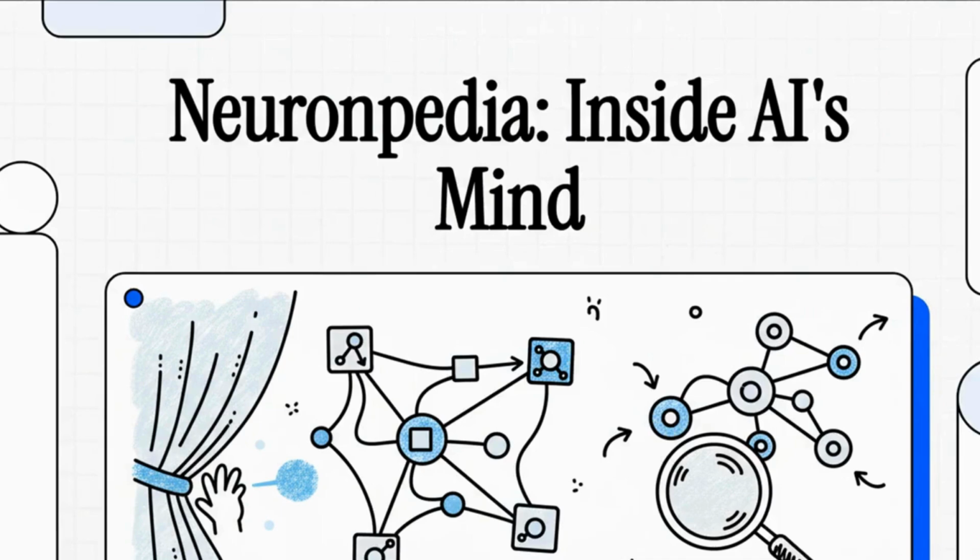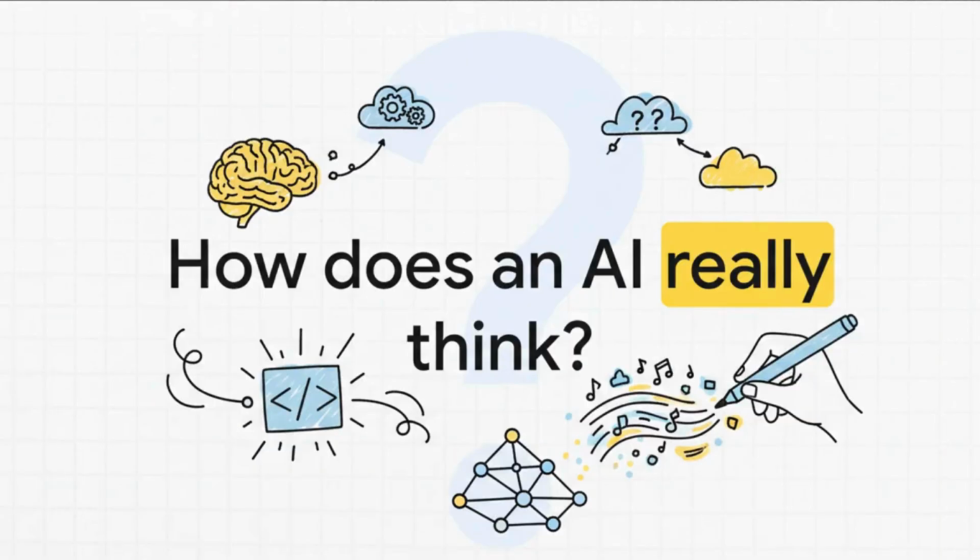All right, we are about to pull back the curtain on something pretty wild, the mind of an AI. There's this new tool called Neuronpedia, and it promises to let us actually look inside the machine. And you know, this might just change our entire relationship with artificial intelligence. Let's see how.